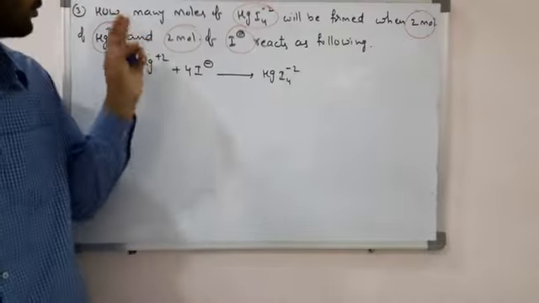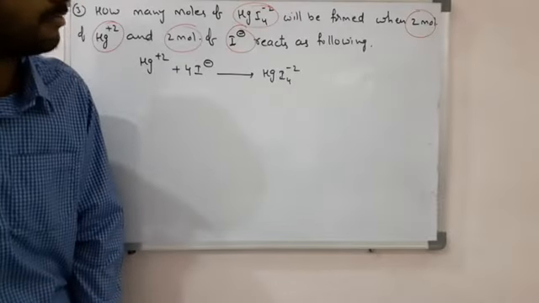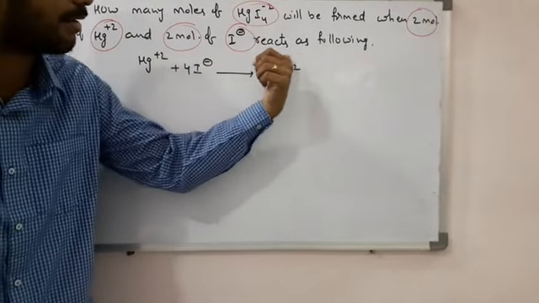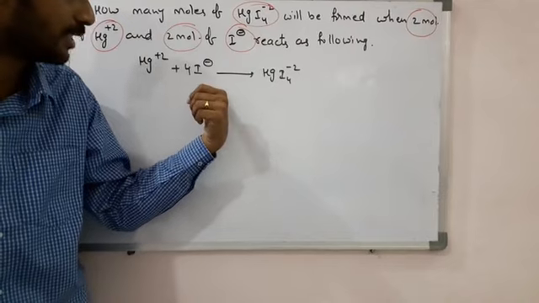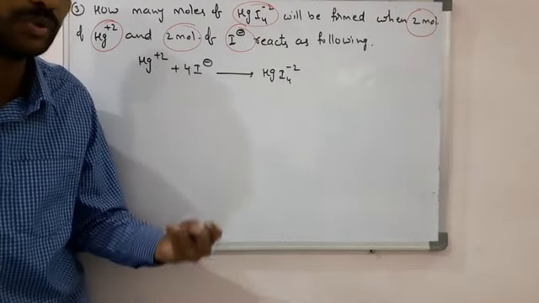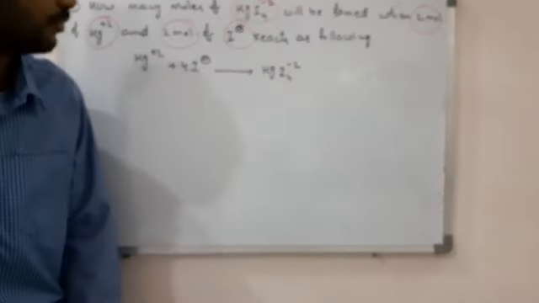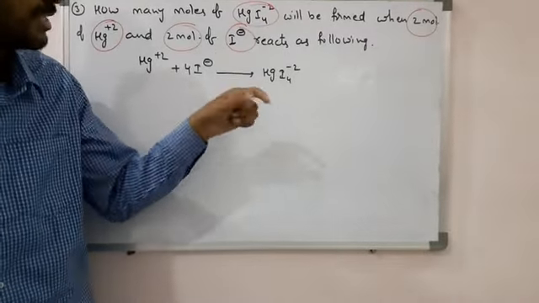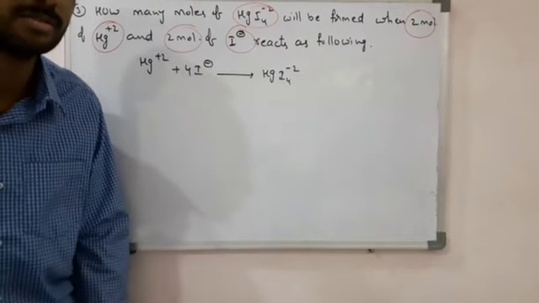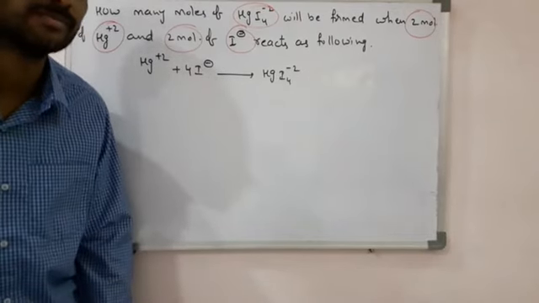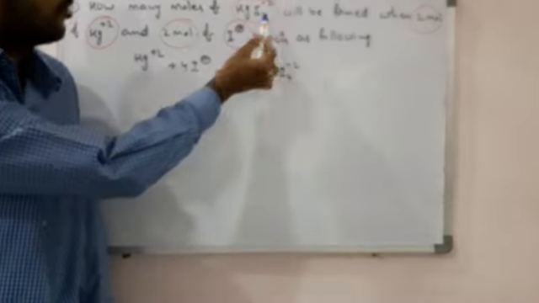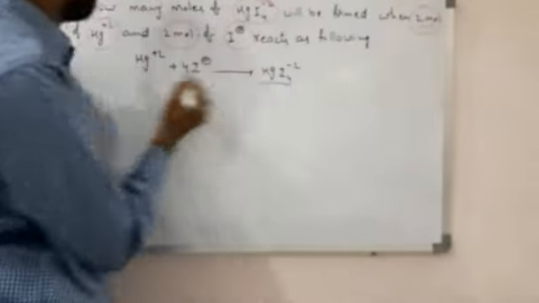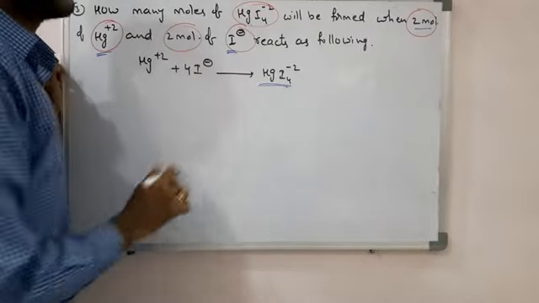See the next one. Now, how many moles of HgI4 minus 2 will be formed when 2 moles of mercurous and 2 moles of iodide react as following? The equation is given in the question itself. So we need to find just the moles, not the amount or the volume. We will get it directly from the equation. The moles of HgI4 minus 2; the given information is 2 moles of Hg plus 2 and 2 moles of I minus.